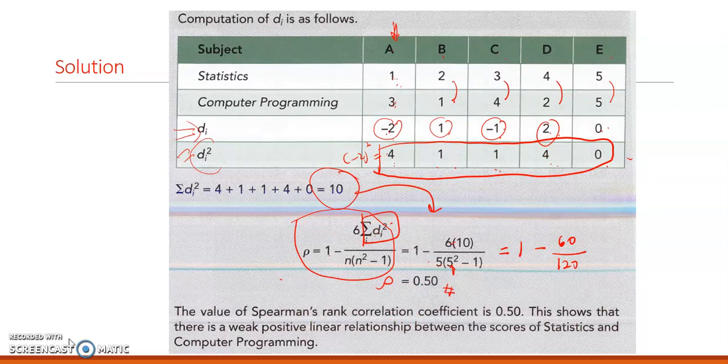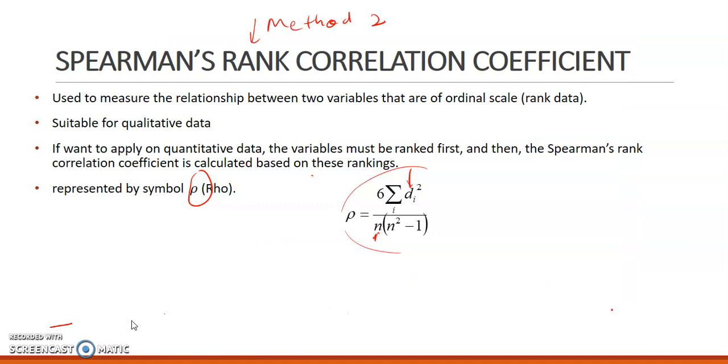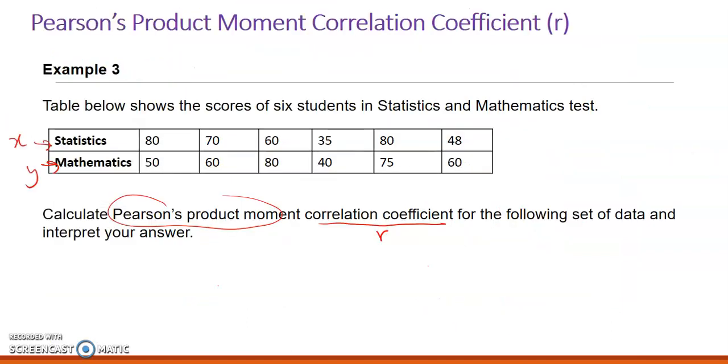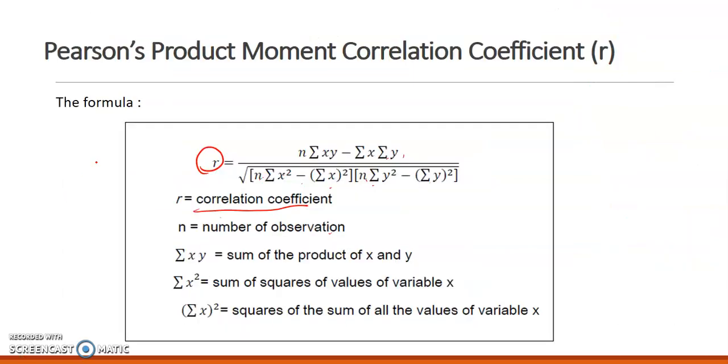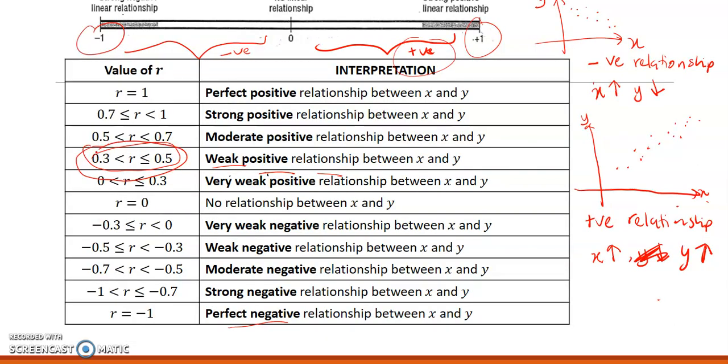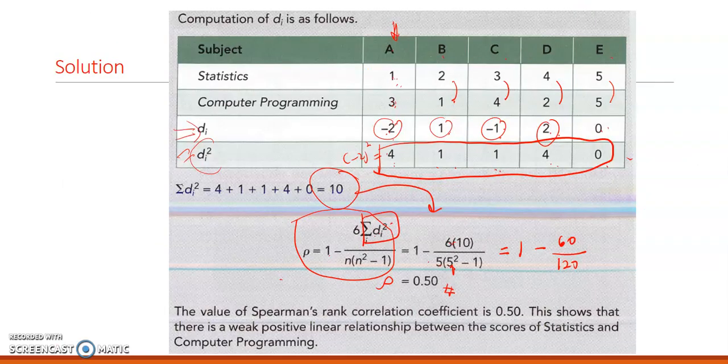Okay, so how to interpret the rho value? Okay, you might refer to this table here. Our rho value is 0.5. So that means in this interval here, okay, so weak positive relationship. So we can say that there is a weak positive linear relationship between scores of statistics and computer programming.